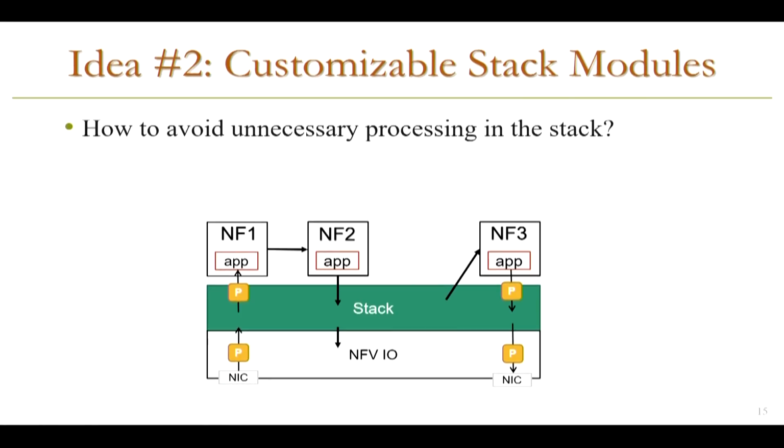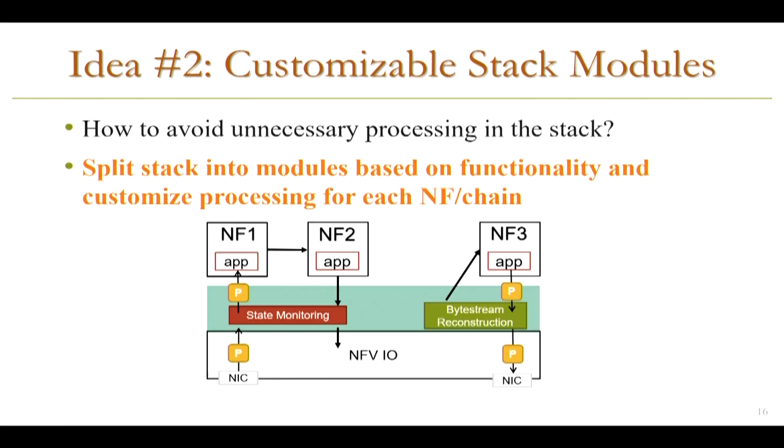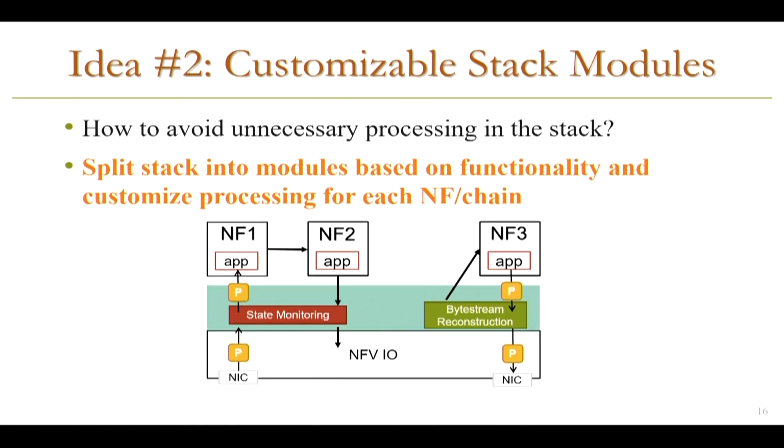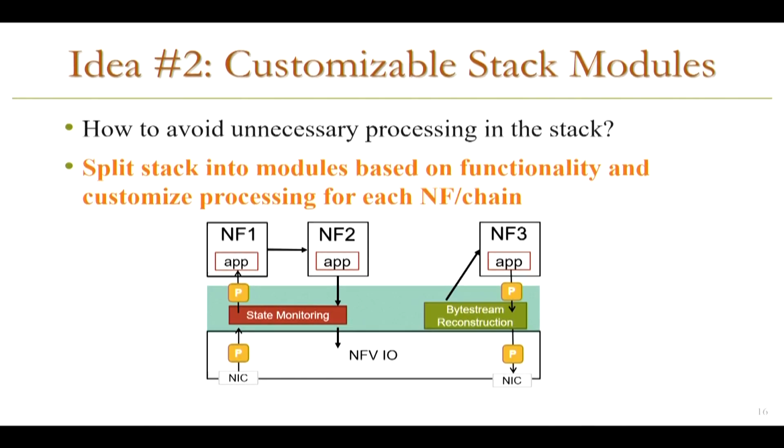So how can we avoid unnecessary processing in the stack? When we have a chain like this, where different NFs require different levels of processing, our second idea is to split the stack into modules based on functionality and customize processing for each NF or each chain. This lets them get different combinations of stack functionality without paying any extra cost.